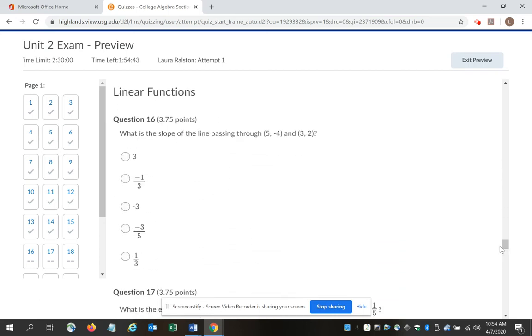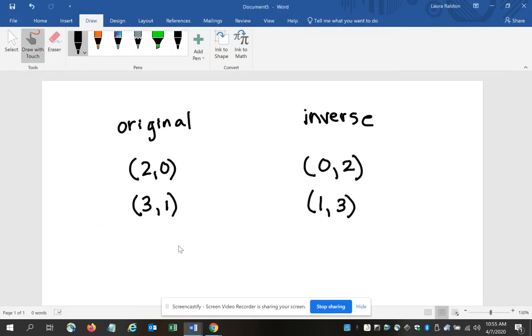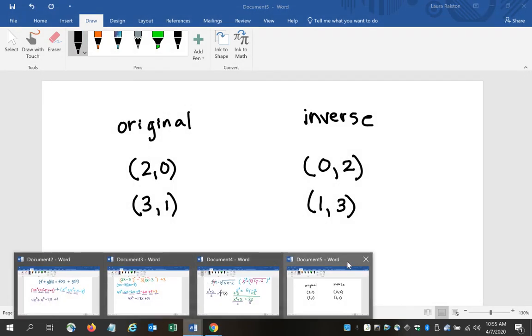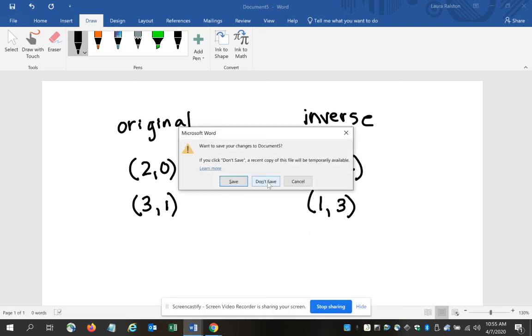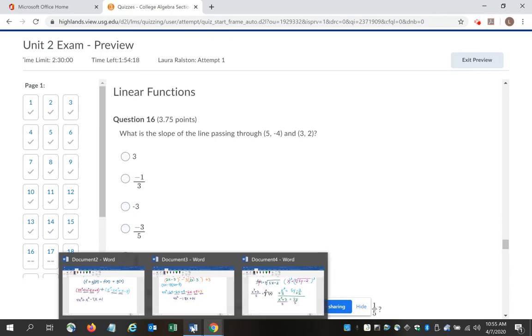All right, then we move to the next group. The next group is linear functions, and again, I have it clearly labeled as linear functions. Let me get rid of some of these pages so that we don't get confused on what we're looking at. The first question, 16, asks you to find the slope of the line passing through 5, negative 4, and 3, 2.